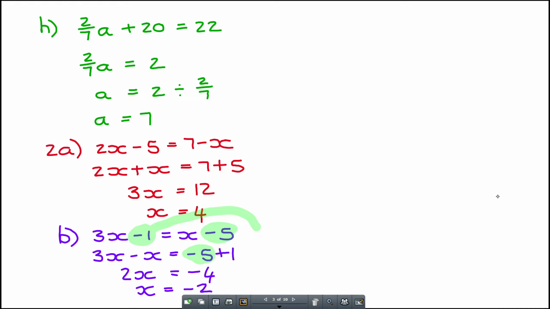Okay, so let's simplify what we've got there. 3x minus x will give me 2x. And then minus 5 plus 1 will give me minus 4. You fine with that? Then once we get to that point, I've got to get rid of this coefficient. That's 2 times x. So if I take it over, it becomes divided by 2. And minus 4 divided by 2 gave me minus 2. Okay.